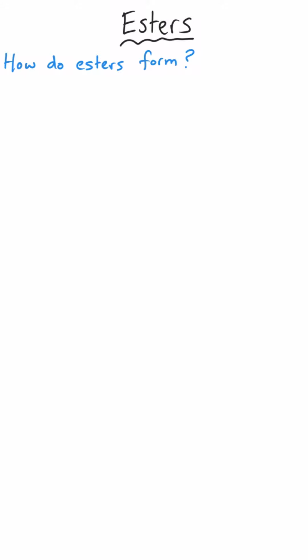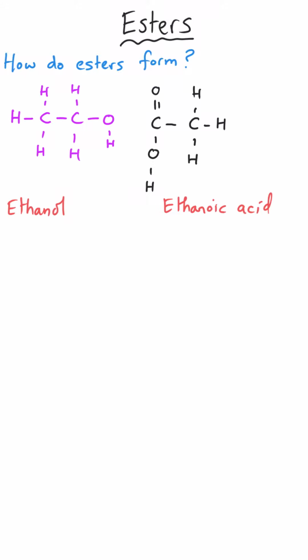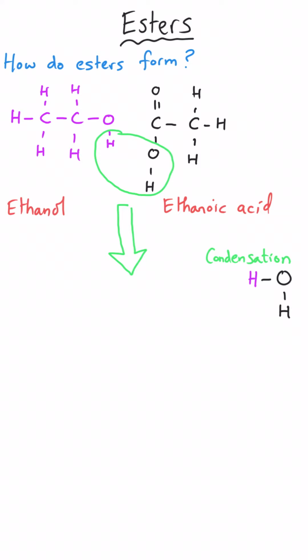So what I'm going to do here is just show you how the esters form. So here is ethanol on the left-hand side and ethanoic acid on the right-hand side. I've drawn the two functional groups near to each other because they're going to overlap and react together. What happens is the OH group from the carboxylic acid and the H of the OH group of the alcohol, they react together and we produce the water.